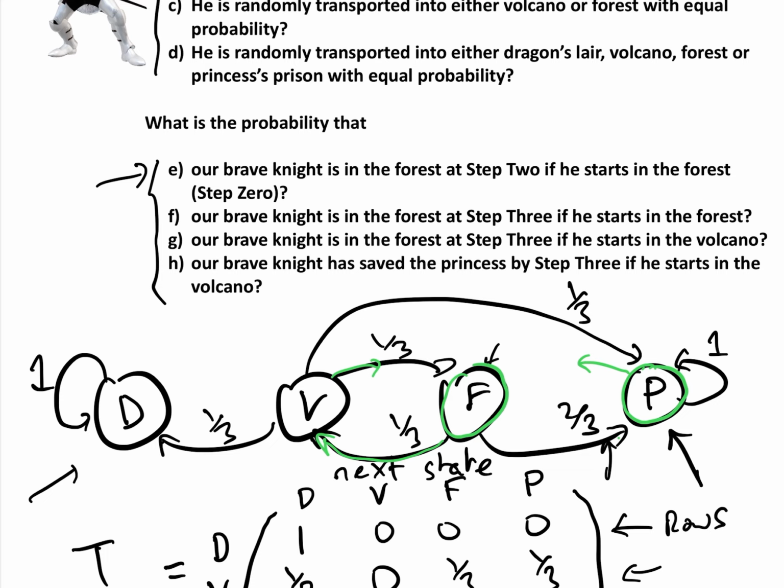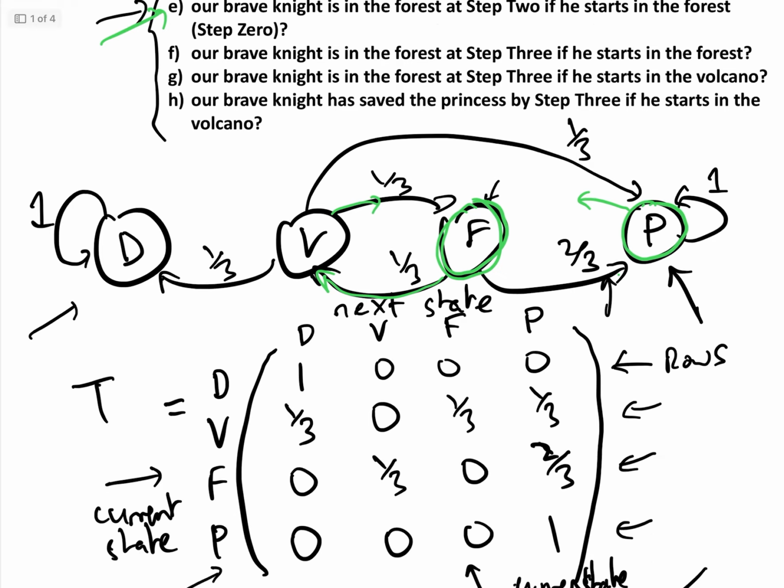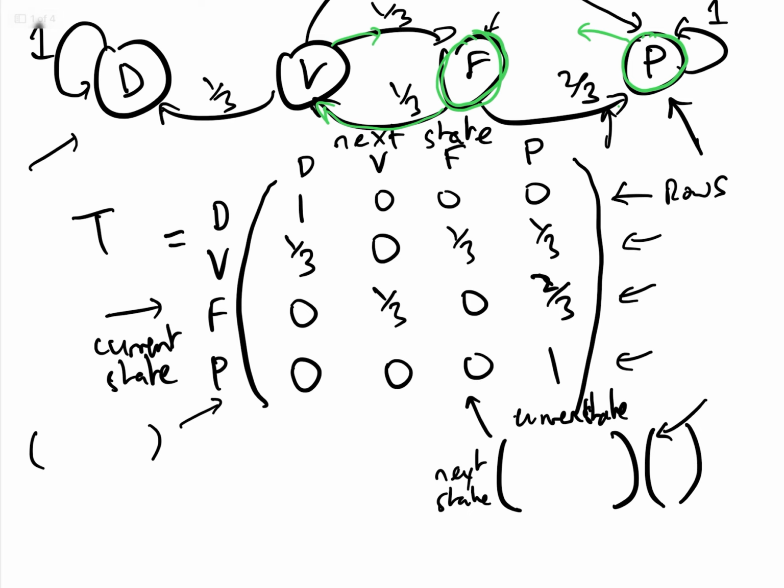Okay, and so basically when we work out what is the probability here, we're working out by hand at the moment, what is the probability that he's in the forest in step 2 if he starts in the forest at step 0? Well, the probability of that is basically equal to 2/3 times 0, because with the 2/3 he's gone to the princess and he can't get back to the forest, because the princess is an absorbing state.